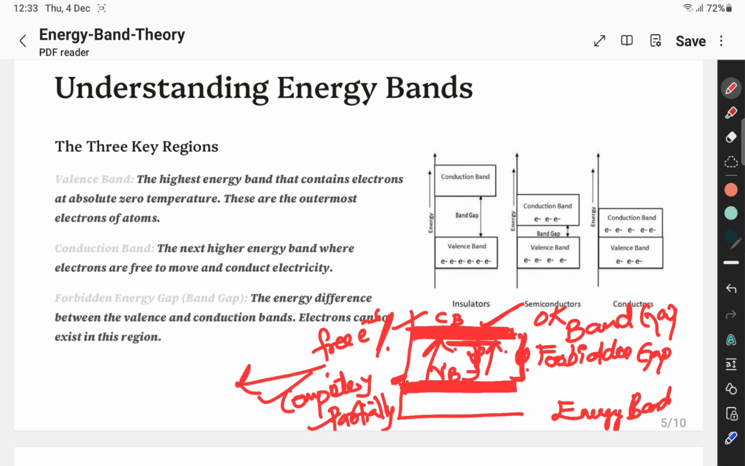For example, the band gap of silicon is approximately 1.1 electron volt. It is small enough that electrons can jump across that gap when we give some external energy like thermal energy, or when we increase the voltage, or when we dope with some impurities, to conduct electricity. Now what is doping, we'll learn further.